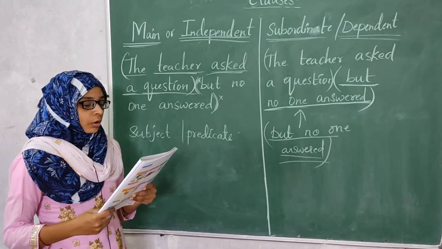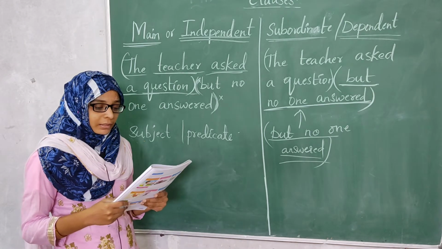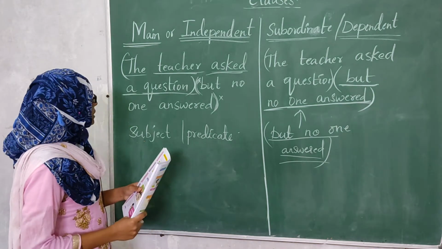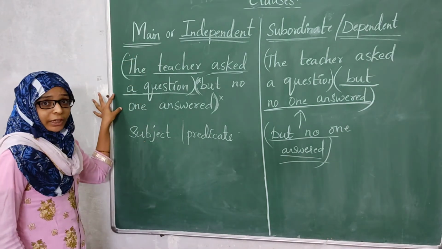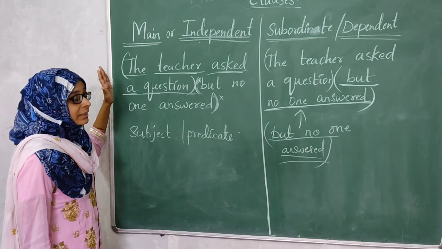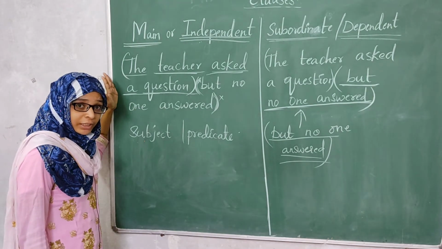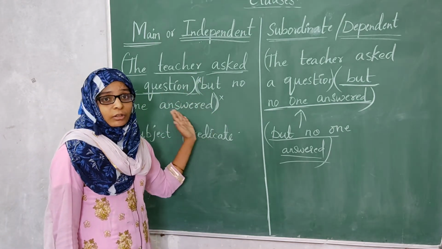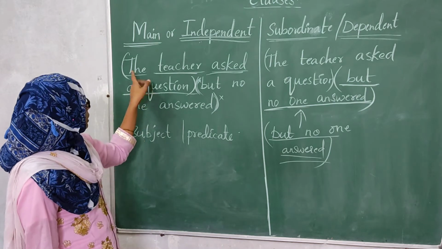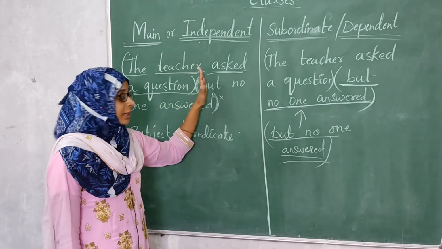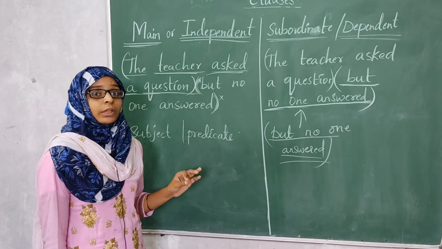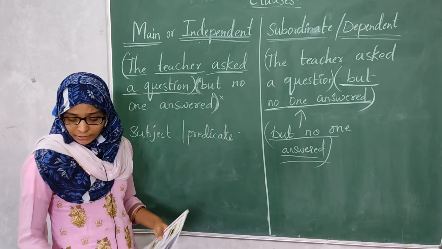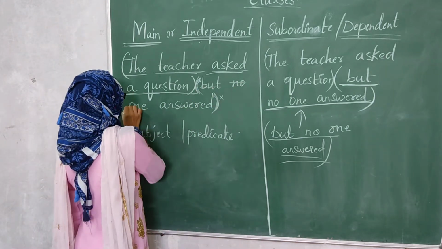A main or independent clause is a part of a sentence that expresses a complete thought and can stand as a sentence by itself. So as I told you, the main or independent clause can alone stand as a sentence. It can give us the complete information and it need not depend on some other phrase or some other clause. For example, the teacher asked a question. This alone can give us the complete information or the complete meaning, but no one answered. Let us erase this, let us not look at this.